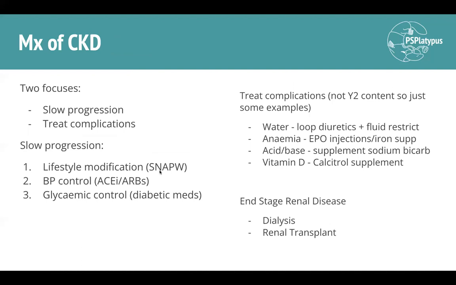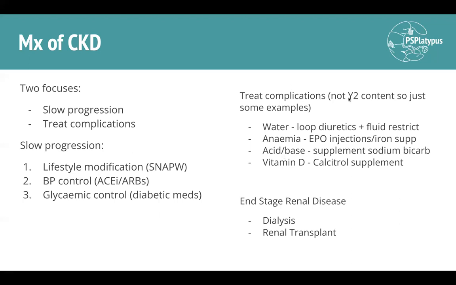So management of CKD has 2 main focuses. You want to slow down the progression of CKD because it's a chronic issue. It's not black and white. It's determined how bad it is by the GFR. And so you want to make sure the GFR doesn't keep dropping. How do you slow progression is your lifestyle modification. So your SNAP-W: smoking, nutrition, alcohol, physical activity, and weight loss. You also want to control their blood pressure. You can use any of your antihypertensives for that, most commonly ACE inhibitors and ARBs, and also glycemic control if they are diabetic, and you can use all the range of diabetic medications there.